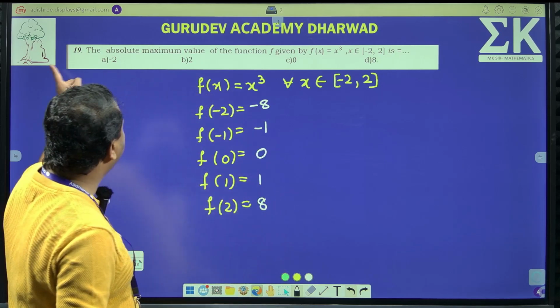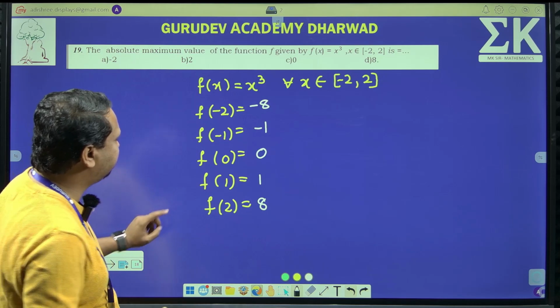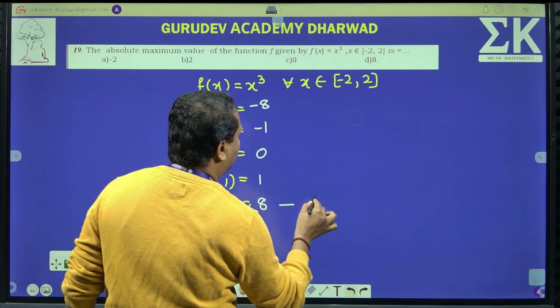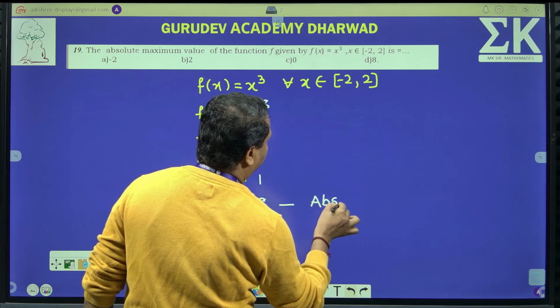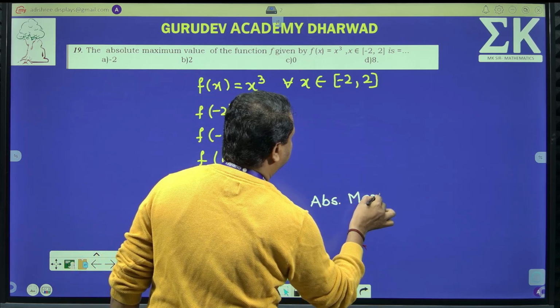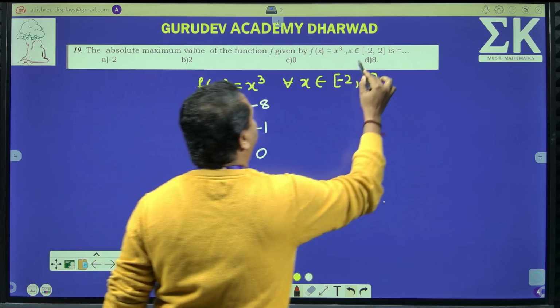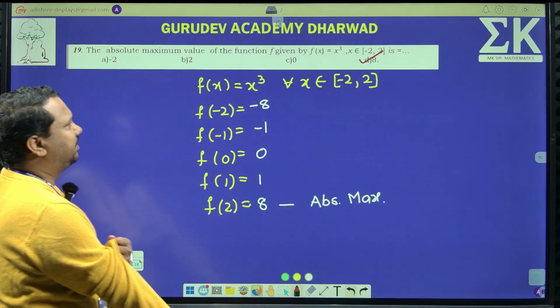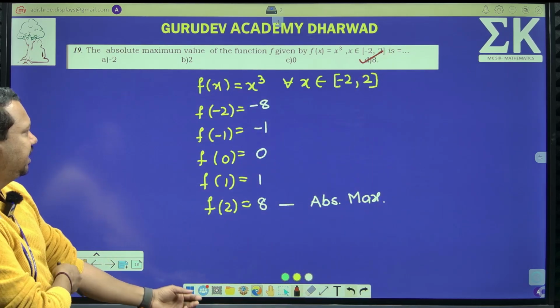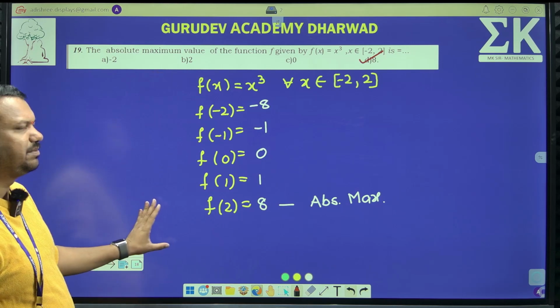So what should be the absolute maximum out of this, which is maximum? Of course, this is called absolute maxima. Absolute maxima. Clear? Therefore, what should be the answer in this case? Absolute maximum value is 8. Clear? This is the absolute maximum concept. Okay.